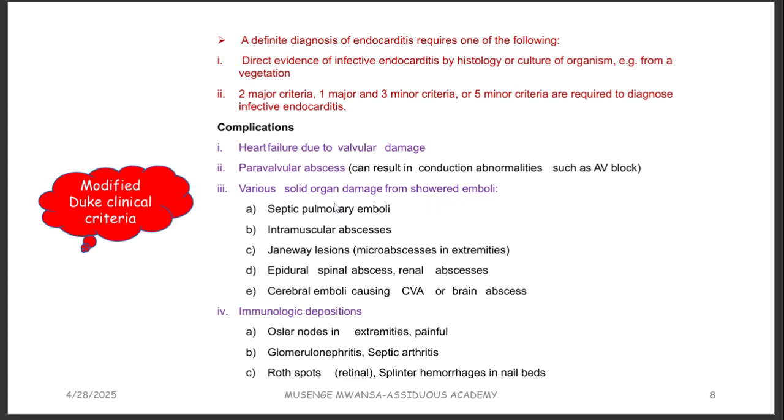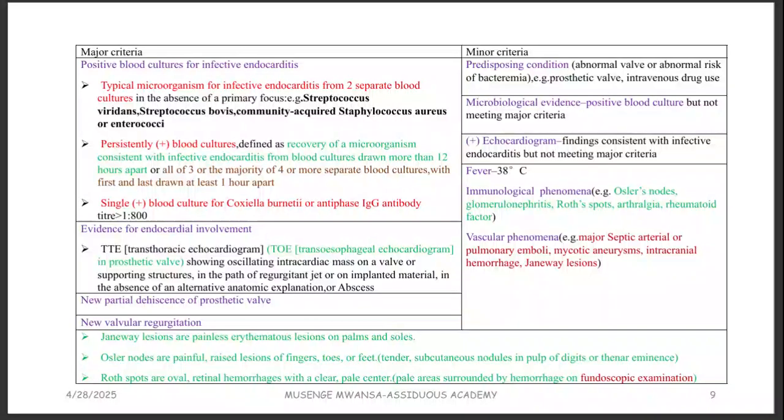For example, to the lungs, septic pulmonary emboli; to the muscles, intramuscular abscess; epidural spinal abscess, renal abscess, cerebral emboli. So if the emboli goes to the brain, it can cause cerebrovascular accident or stroke. And then the immunological deposition of these immune complexes can cause Osler's nodes. You have glomerulonephritis, septic arthritis, Roth spots in the retina, splinter hemorrhages. All these are complications. So the modified Duke criteria has major criteria and minor criteria.